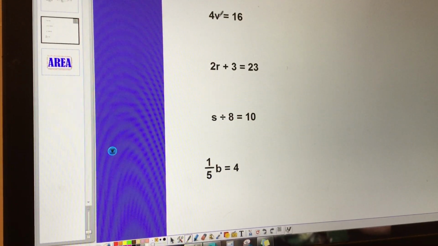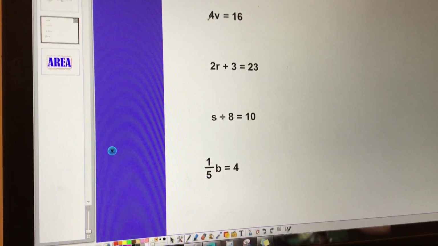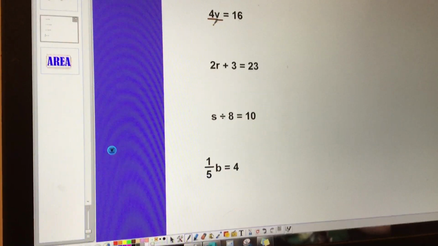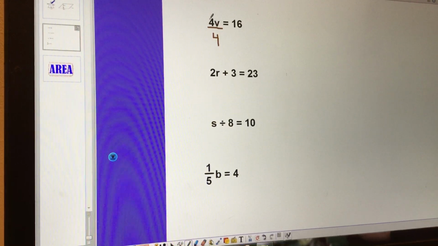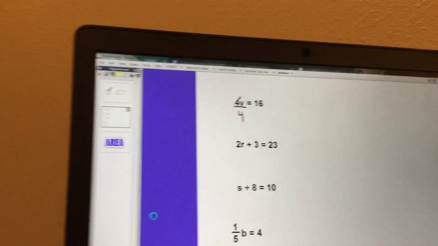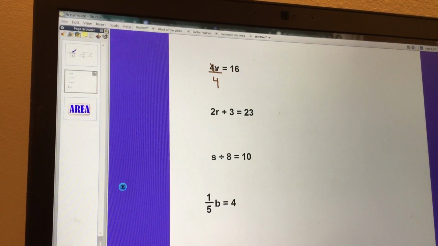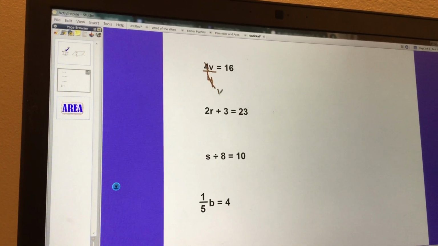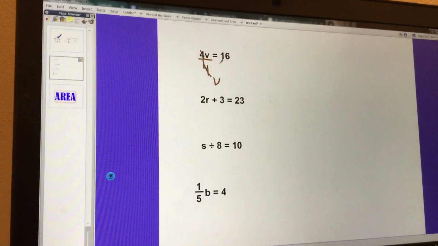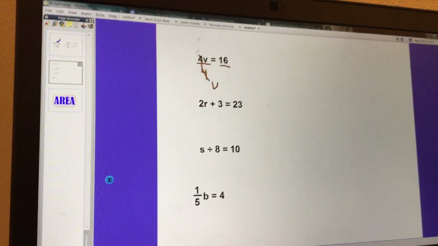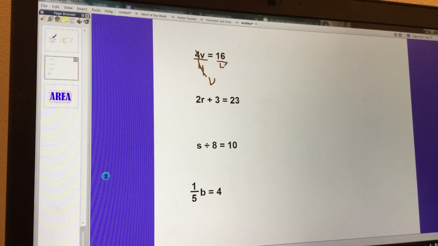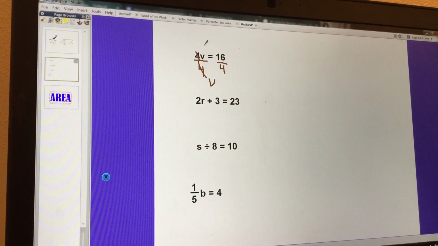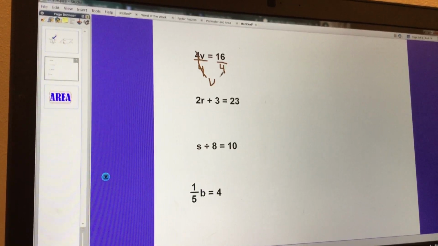So 4 times v is 16. I want to get v alone, so I'm going to divide by 4. And 4 divided by itself is 1, so those cancel each other out. I have 1v left, or just v. If I divide this half of the equation by 4, I have to make it even, like a teeter-totter. And on the other half of the equal sign, I need to divide that by 4 as well.